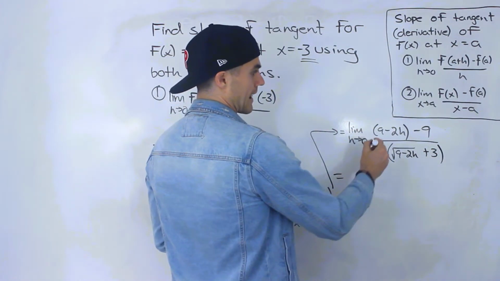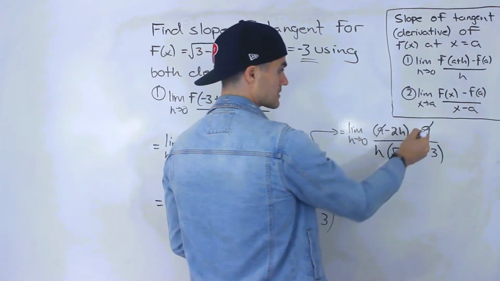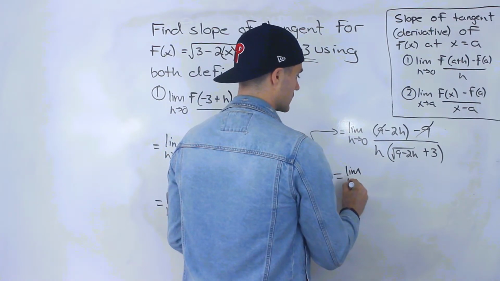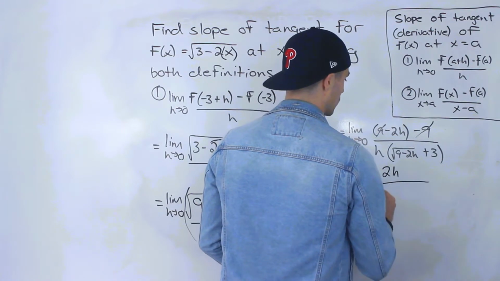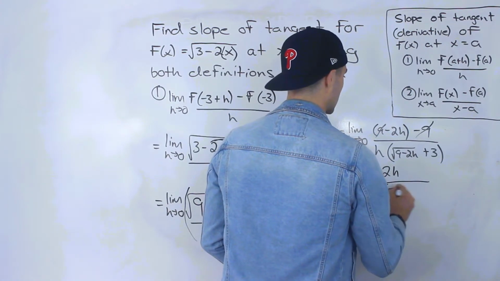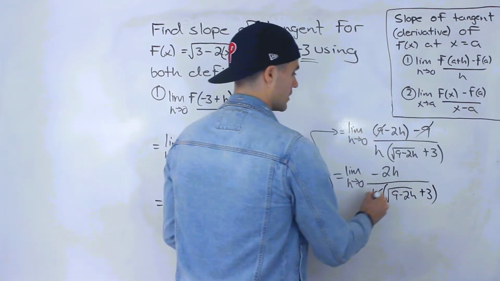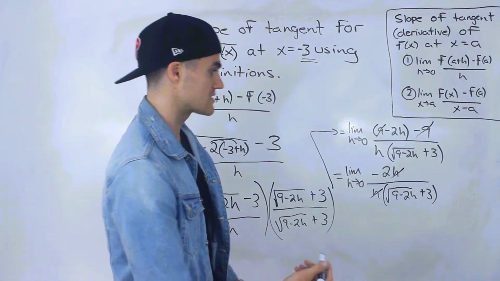And now notice how when we simplify the numerator, the 9's cancel out. 9 minus 9 is 0. So we'll be left with negative 2h up top, all over h, bracket, square root of 9 minus 2h plus 3. Notice these h's cancel out, and now we could plug in 0 for h.